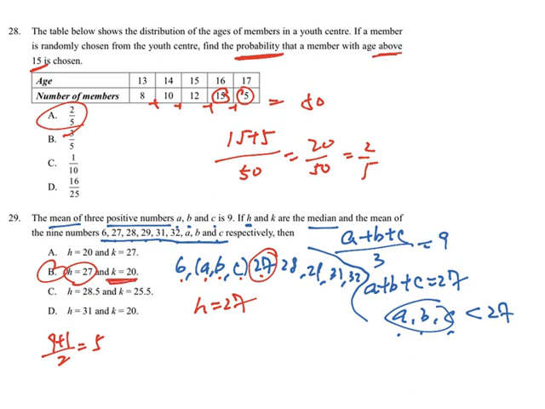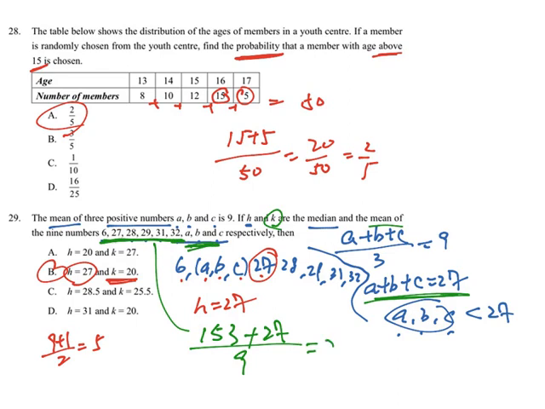So H is 27. So actually the answer is B. But we can check K. K is the mean of these 9 numbers. Mean means take the average. These 6 numbers, when we add them, is 153. And then these 3 are 27, divided by 9. So we can get 20. So the answer is B.